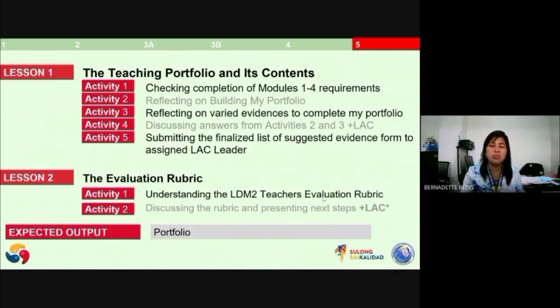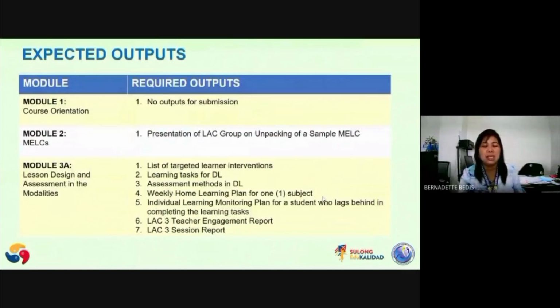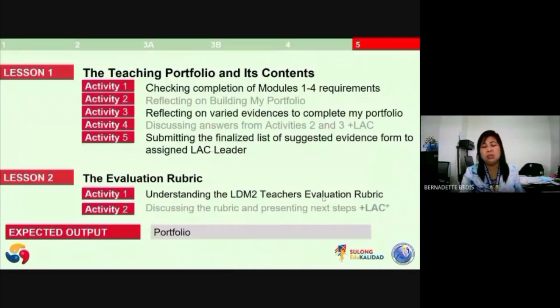So the lesson 2 of module 5 is all about the evaluation rubric. Activity 1 is all about understanding the LDM2 teacher's evaluation rubric. Activity 2 is all about discussing the rubric and presenting the next step of the LAC. Expected output is the portfolio.